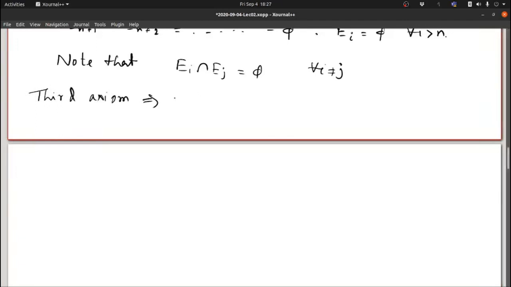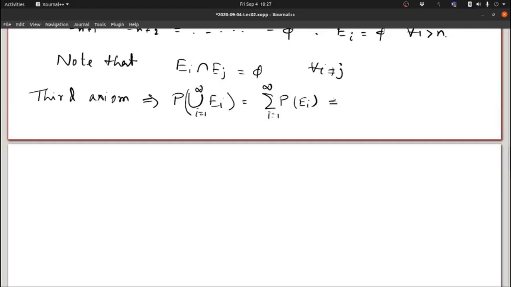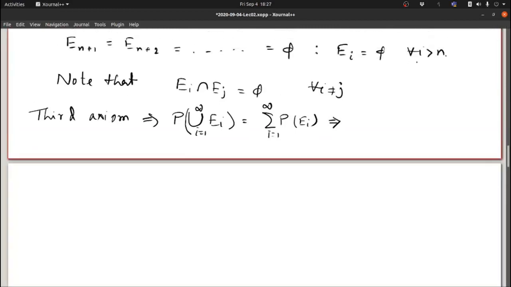The third axiom is that the probability of the union of E_i, i equals 1 to infinity, is the same as the summation of P of E_i, i equals 1 to infinity. And this implies that, because after n all the sets are phi, this union is basically nothing but the union from i equals 1 to n. So that is the probability of the union of E_i, i equals 1 to n. And P of E_i equals 0 for i greater than n, so it turns out to be the summation of P of E_i, i equals 1 to n. So that is basically the proof.